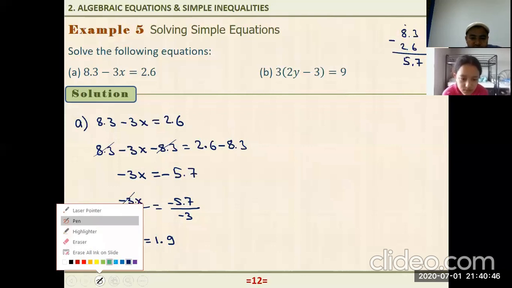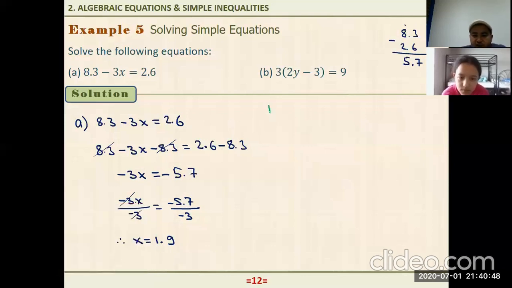All right. Now, Shahina, tell me, here B, 3 times 2y minus 3 equals 9. What should we do in the first step? You have to do the parentheses first. No, we have to eliminate it. So here we have 3, multiplied. How can I eliminate this?